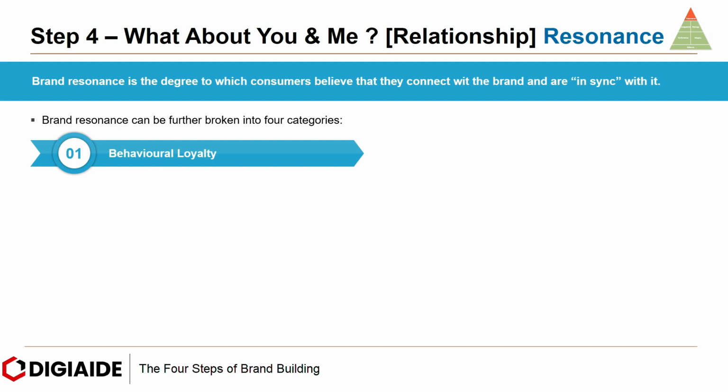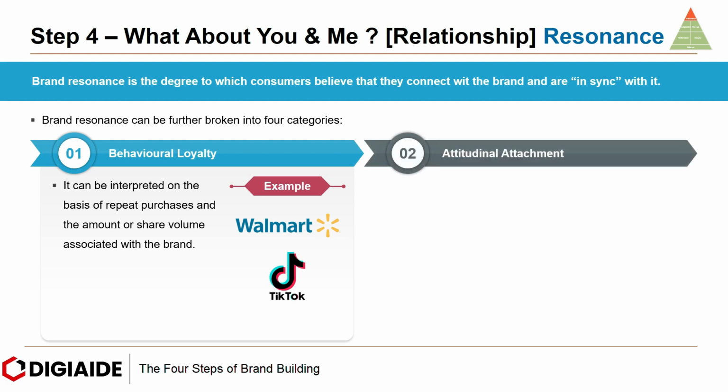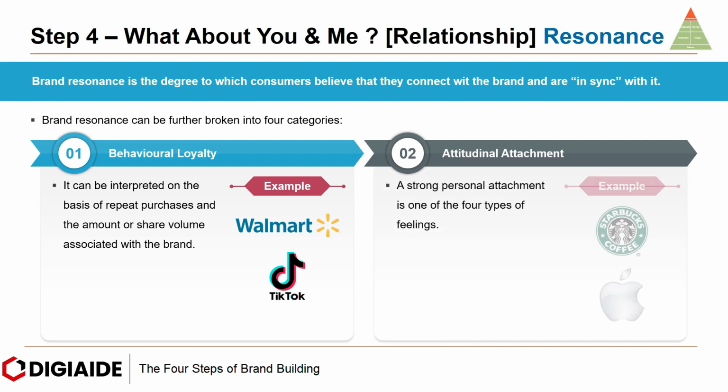First, behavioral loyalty. It can be interpreted on the basis of repeat purchases and the amount of share volume associated with the brand. Example in this case is the usage of Walmart on a regular basis and the consumption of TikTok. Next, attitudinal attachment. A strong personal attachment is one of the 4 types of feelings here. Example in this case is the attachment with Starbucks and Apple products.